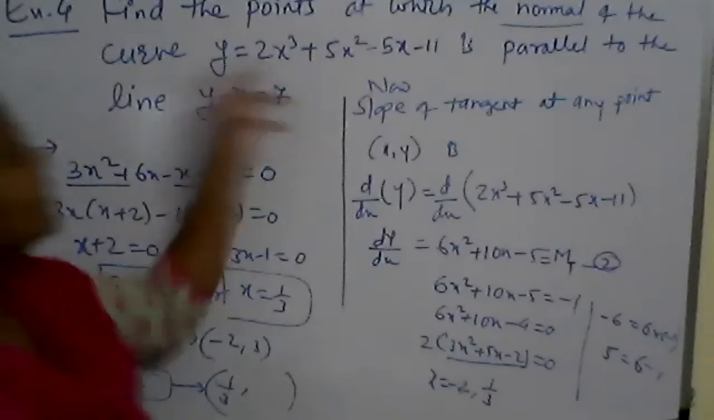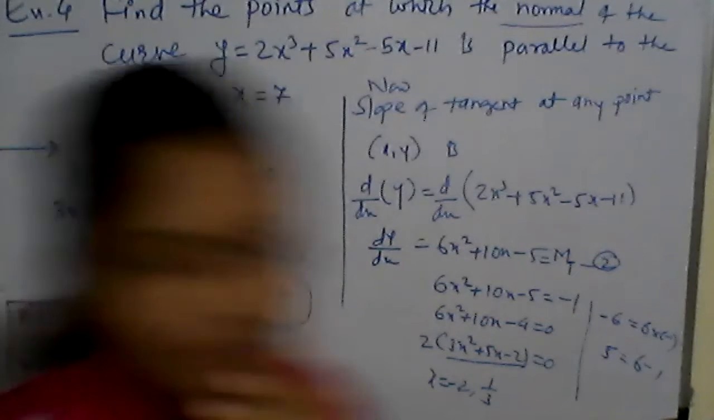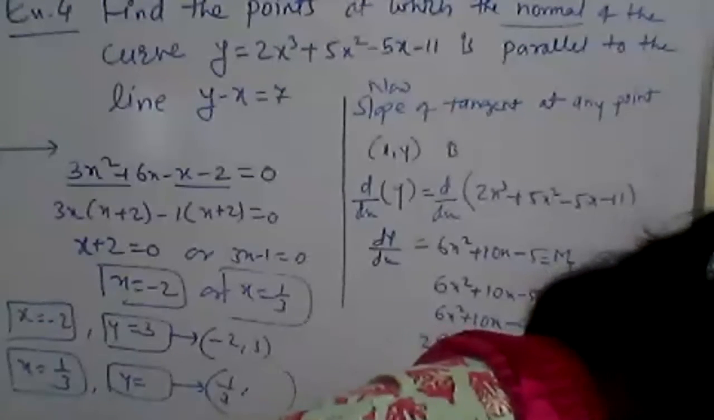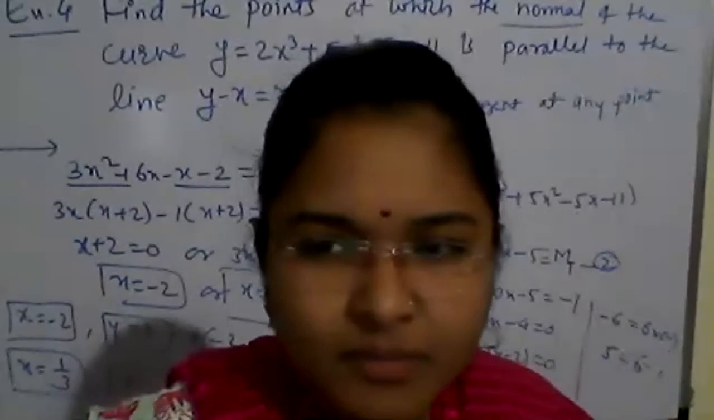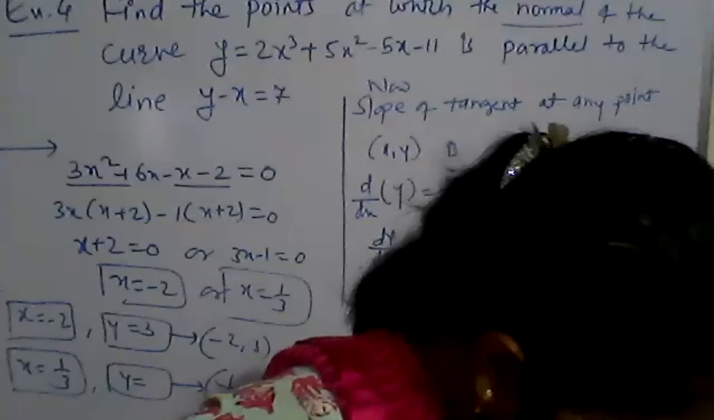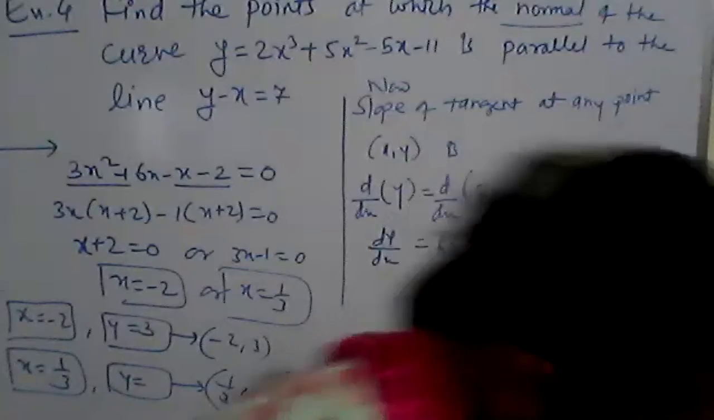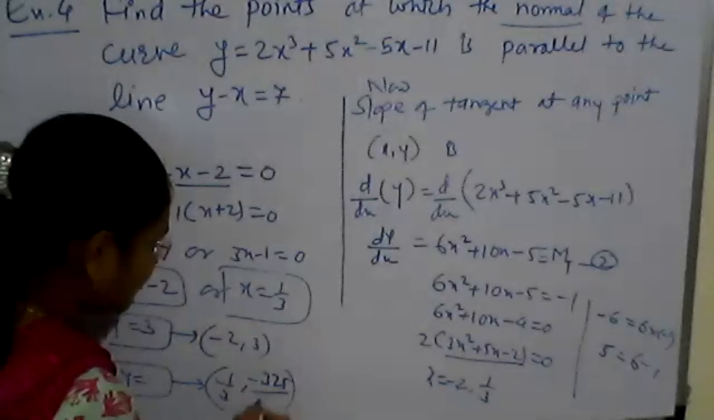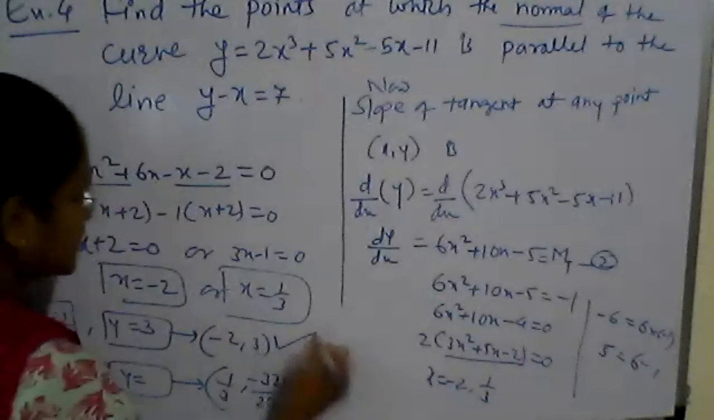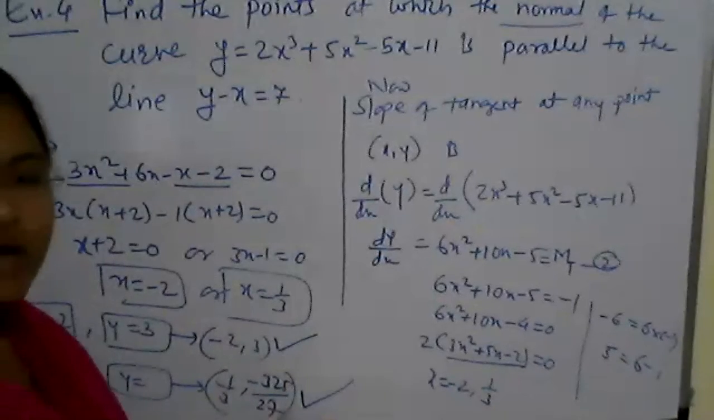What will come here? 2 by 27 plus 5 by 9 minus 5 by 3 minus 11. Let's do it. What comes? Upon 27. Numerator minus 3 to 5 will come, right? Here we have minus 3 to 5 upon 27. So the points are minus 2 comma 3 and 1 by 3 comma minus 27 upon something. Okay.